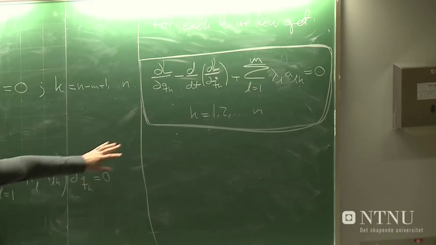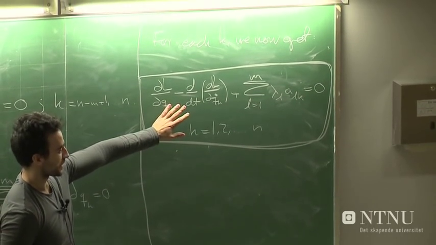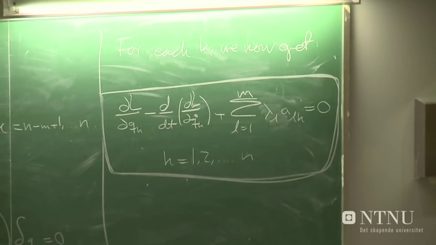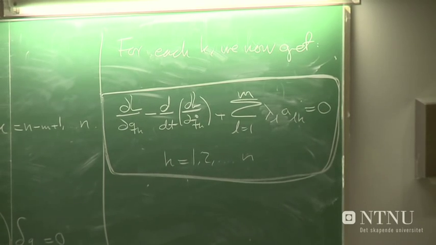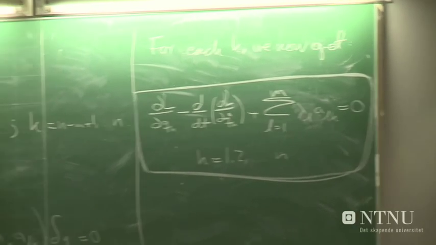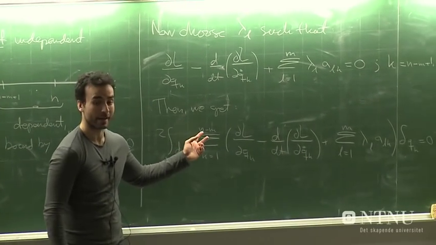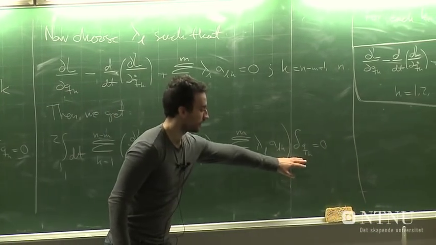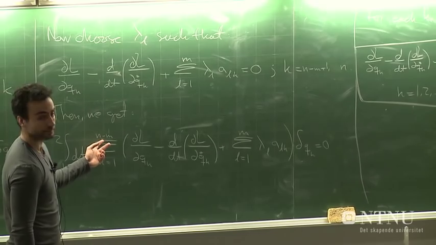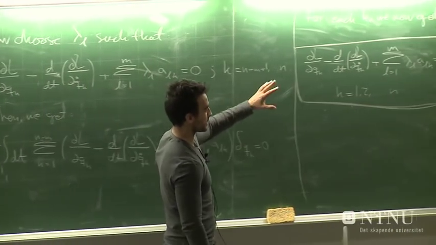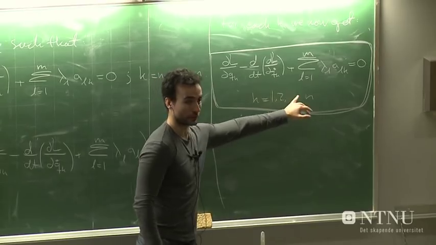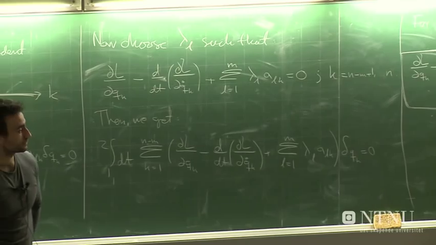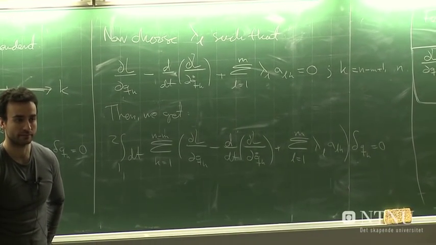So this is what we end up with. This equation has to be 0 for all k from 1 to n. Wait a minute, 1 to n? Didn't I just say that this equation is only valid for 1 up to n minus m? These are all independent only up to n minus m. But now I'm claiming that this is actually valid for each k from 1 to n. How can I do that?